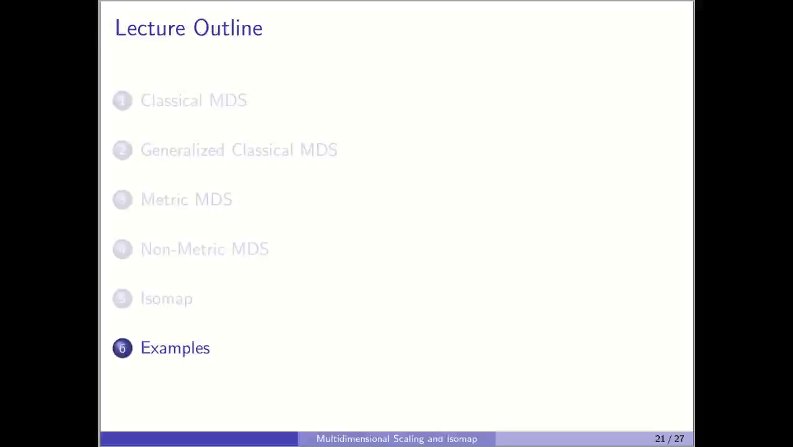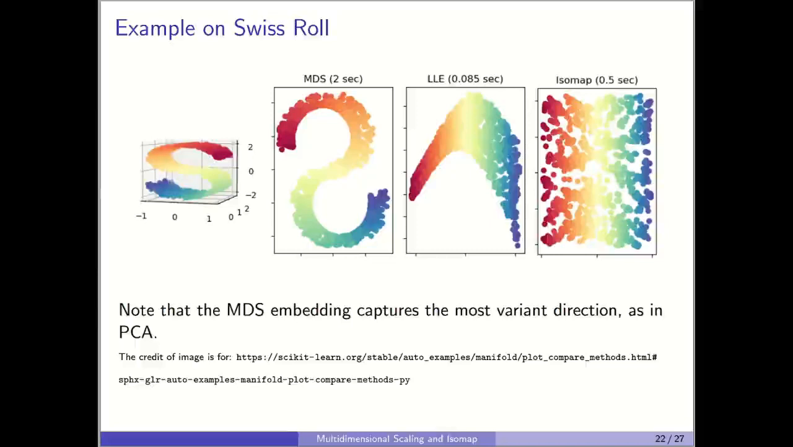For example, here we have an S manifold. As you can see, when we apply MDS, it finds the most variant direction. It's classical MDS. Why? Because I told you that classical MDS is equivalent to PCA when we use Euclidean distance. And as you can see, this is like the embedding of PCA. It has found the most variant direction. When we apply LLE, which is another embedding method, it is found like this. I explained LLE in another lecture.